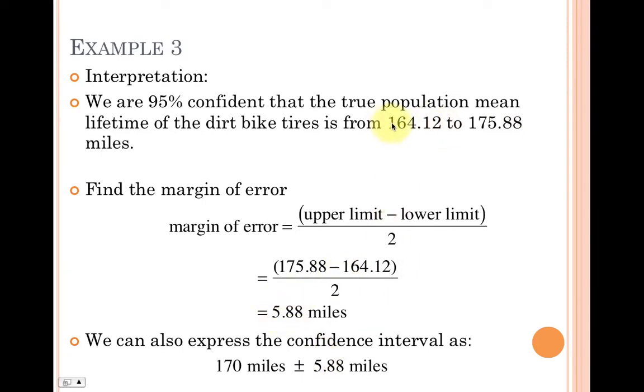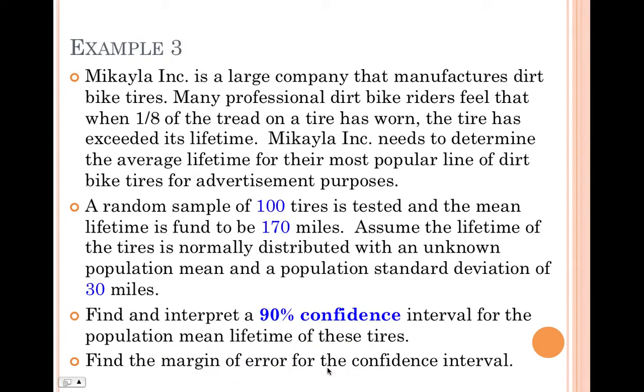Okay, so if you wanted to go from this notation, 164.12 to 175.88, to this notation, simply find the margin of error, take the sample mean, and plus or minus the margin of error. If you want to go from this notation backwards to this notation, simply take the sample mean, subtract 5.88, that's the lower limit, and then add 5.88, and that is the upper limit.